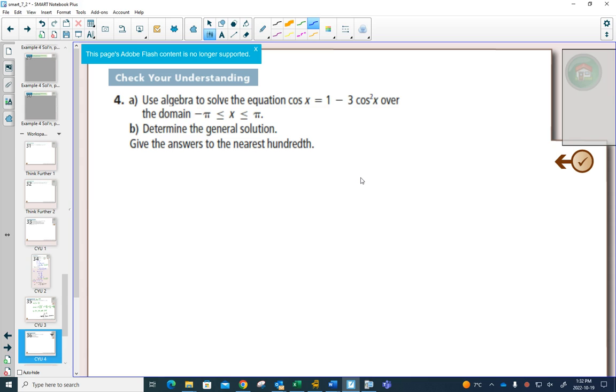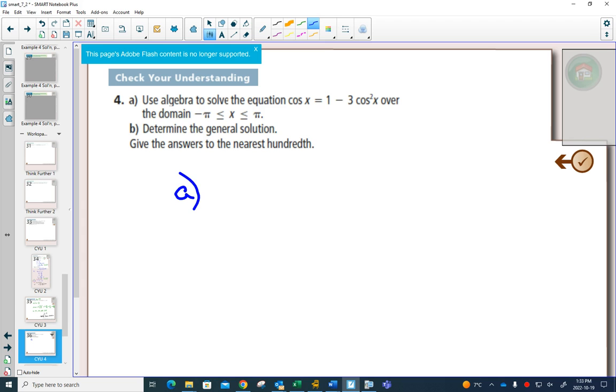So we've got cos of x equals 1 minus 3 cos squared x. In this equation, I hope that you can see that you have a quadratic equation. You have something squared, which we can sometimes get rid of by square rooting, but you won't be able to get rid of it if you also have another cos. How do you solve quadratic equations? You make one side equal to 0.